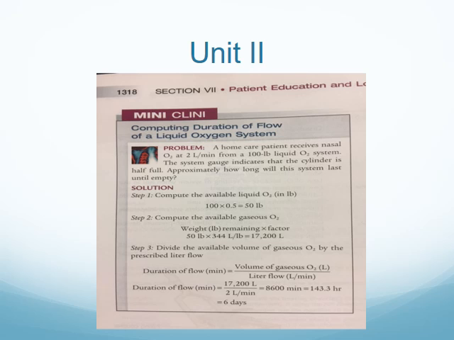The third step is to divide the available volume of gas, O2, by the prescribed liter flow. There is the formula there to figure out how much oxygen you would have left based off of 2 liters of flow. So according to the formula, after you put in the factors, 17,200 liters divided by 2 liters per minute equals 600 minutes of flow that you'll be able to use, which equals 143.3 hours. So that equals about 6 days. So you have plenty of oxygen inside the O2 system to last for a while.